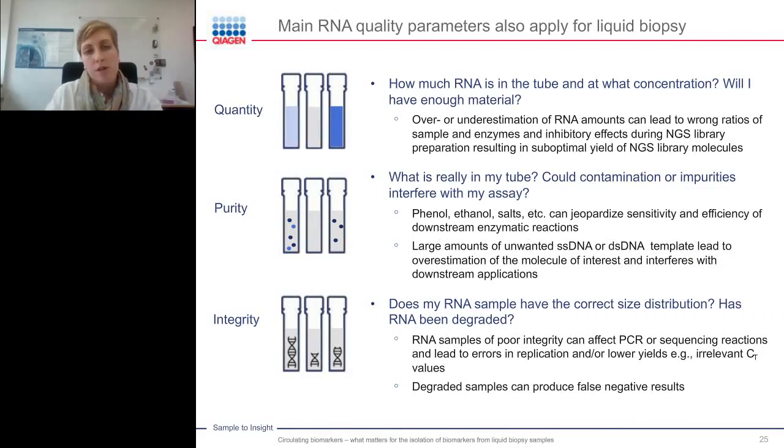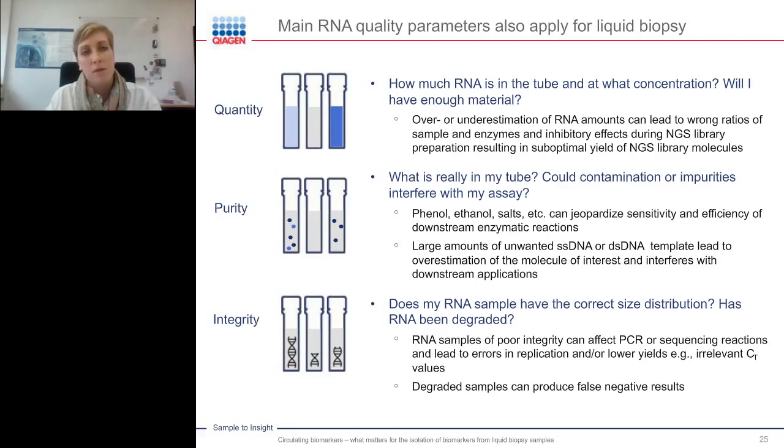I was already mentioning that RNA quality control is an integral part of every RNA isolation that you perform in the lab. And for liquid biopsy samples, it's especially challenging because the amounts are low and you have a lot of small RNAs within your samples. The main RNA quality parameters are listed here. Usually people are looking into quantity, so how much RNA do I have in my tube and at what concentration is it present, and do I have enough material for my downstream assay are the key questions here.